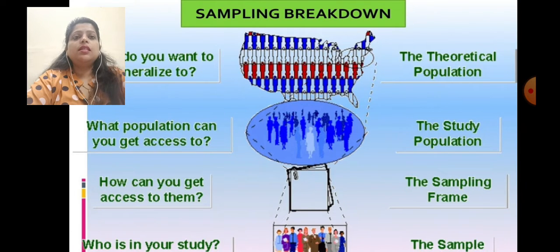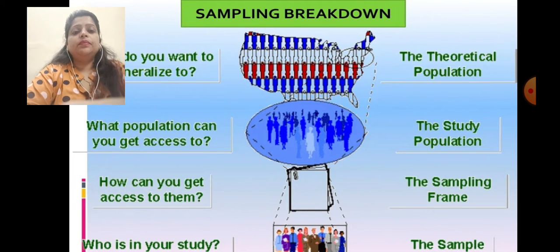Understood? So this is the sampling breakdown. From a big population, you are targeting the study population. From that study population who are accessible to you, and then you are getting an access to them. That is known as a sampling frame, and from that you are taking the sample. So they will be in your study.